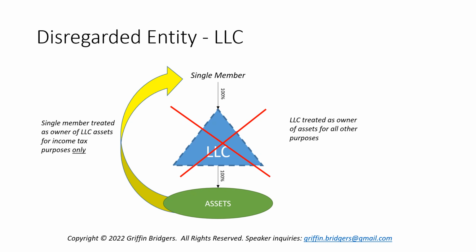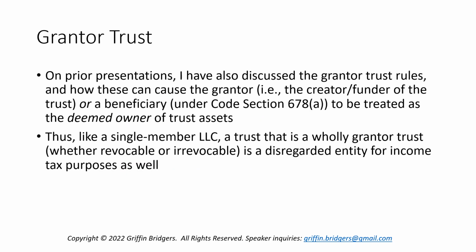So what that means is that every single year, instead of having the LLC report an information or tax return, the income of the assets is directly reported on the single member's personal income tax return without the need for a K-1 or anything like that. But for state law purposes and all other purposes, the LLC would be treated and respected as the owner of its assets. So that's the disregarded entity treatment of a single member LLC in a nutshell.